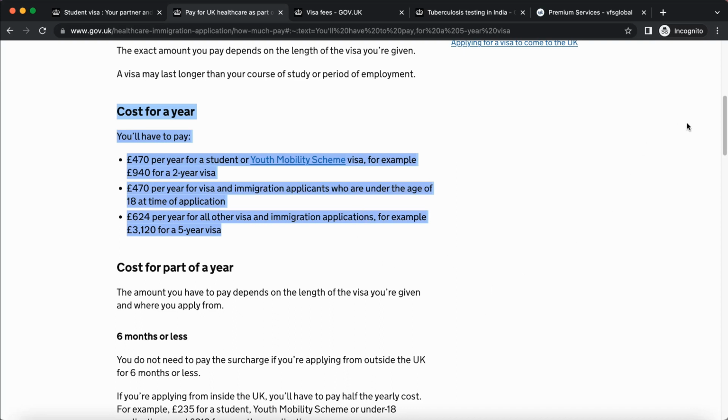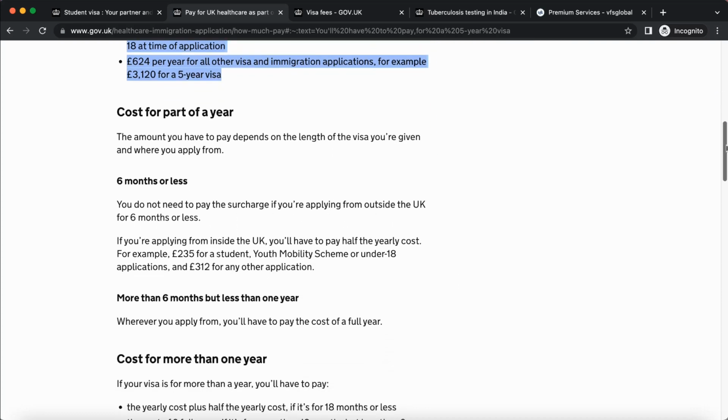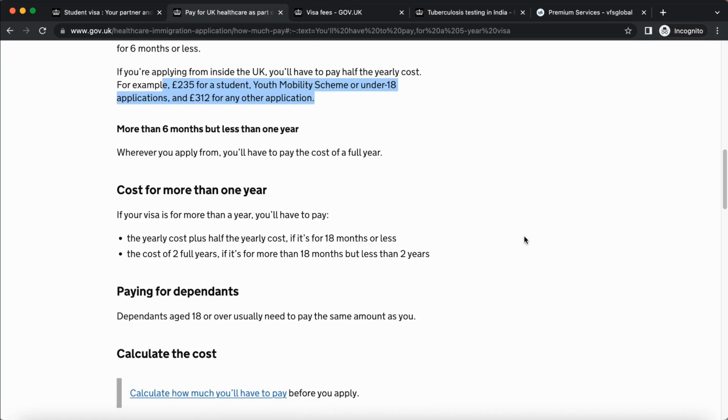So how would the calculations work? If you scroll down, let's say if the course is for 6 months or less, this is how the calculation would happen. Let's say the course is for more than 1 year, but it is less than 18 months. So the total cost would be 1.5 times. And if the course is for 2 years, the IHS would be twice the amount.